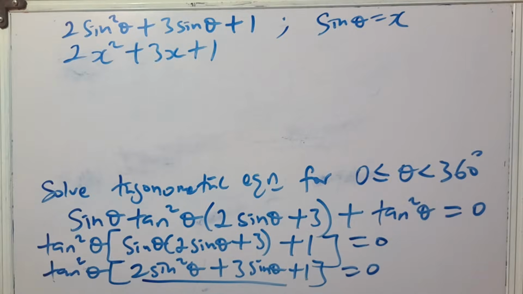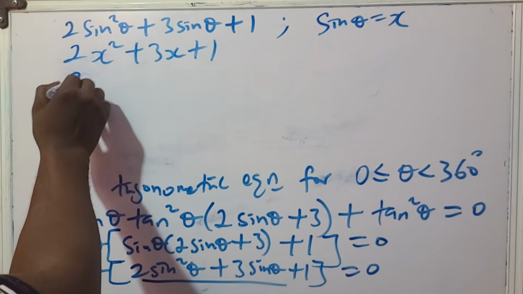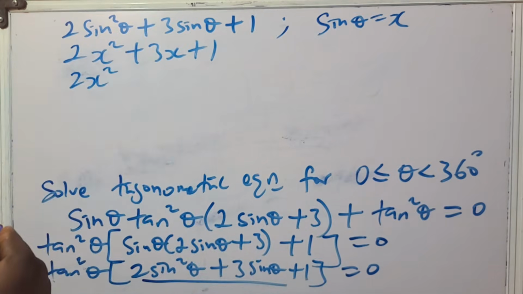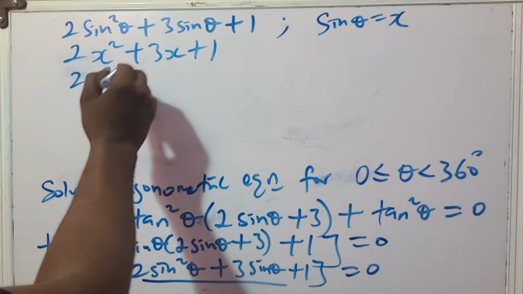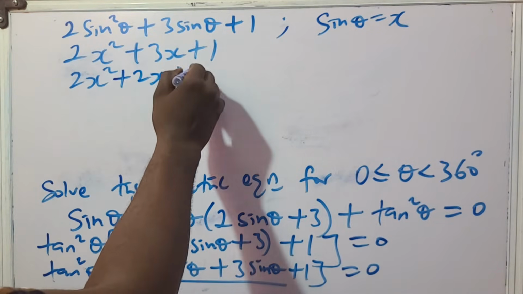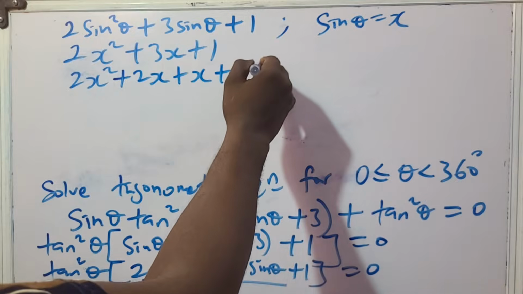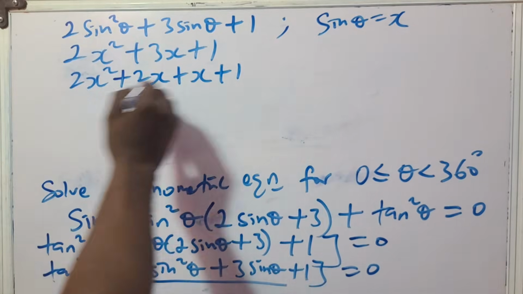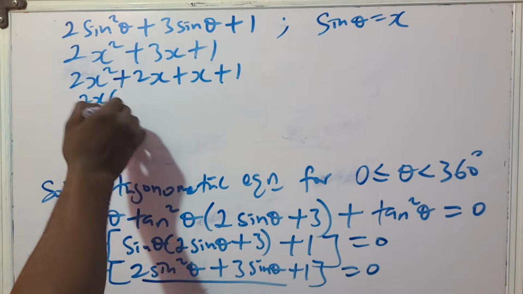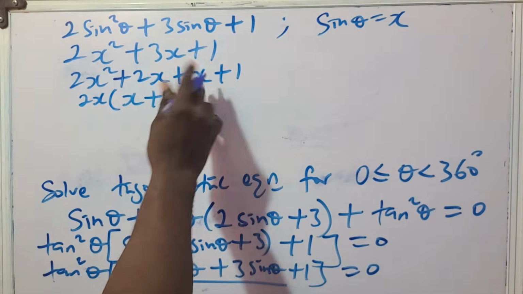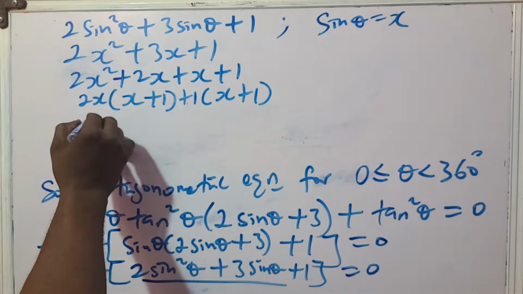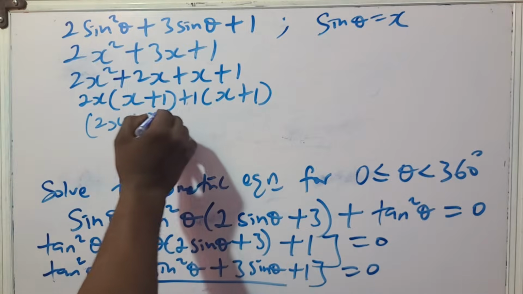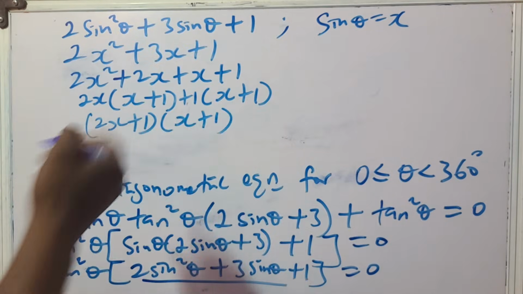What are you going to get? This will be 2x, and this will be what? You're looking for the sum of plus 3 and a product of 2. That's obviously 2x plus x plus 1x plus 1. Okay, so this will give me 2x into bracket x plus 1 plus 1 into bracket x plus 1. So I have 2x plus 1. This is common factorization I'm just doing, and x plus 1.